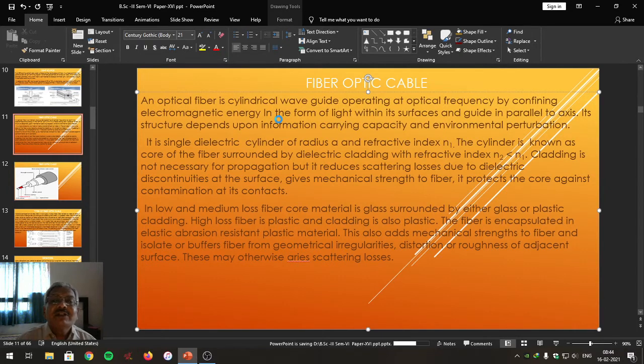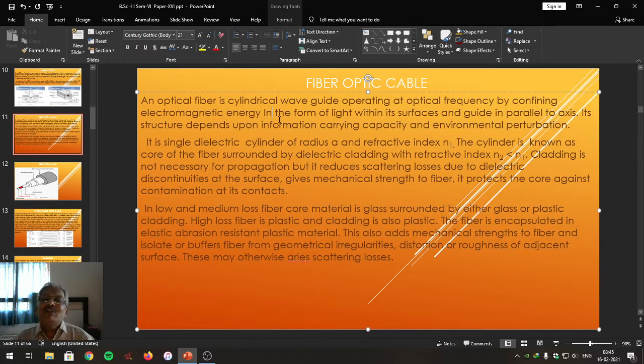Once again I will repeat it. Optical fiber is a cylindrical waveguide made up of dielectric material which operates at optical frequencies by confining the optical radiation as electromagnetic radiation in the form of light and guides it along the axis of the optical fiber, or parallel to the axis of the optical fiber. Such a cylindrical waveguide we can call the optical fiber. Obviously, it is very thin, its diameter is very small. It is a hair-like structure.